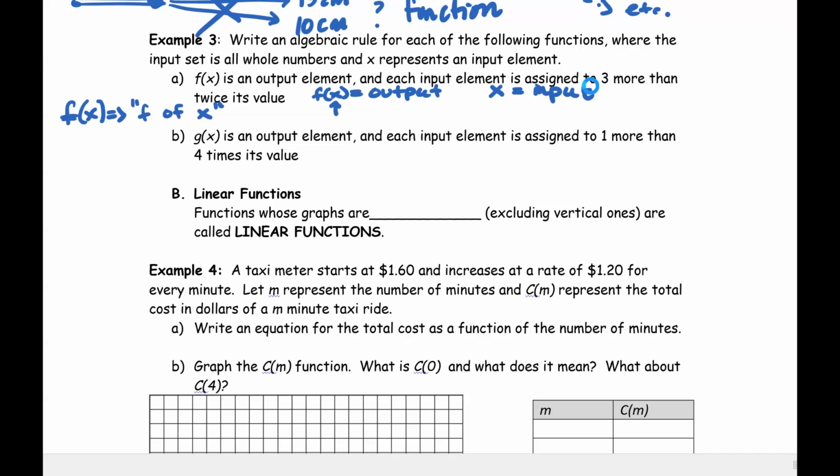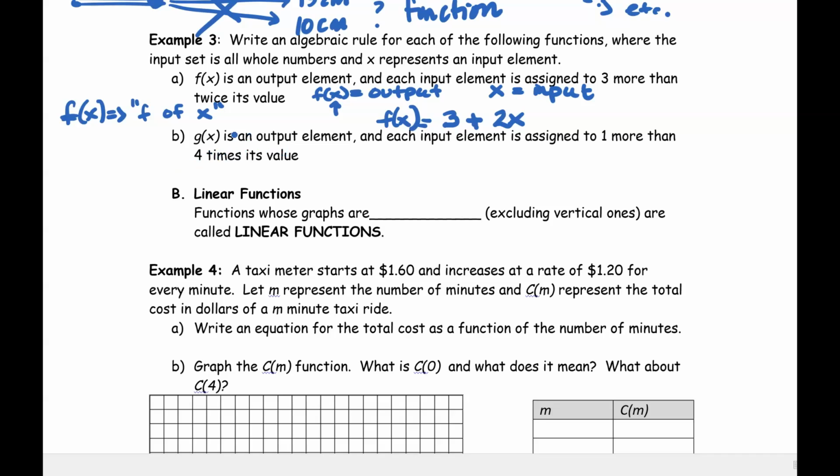And so we want to try to write an algebraic rule so that each input, which is x, is assigned to 3 more than twice its value. So how do you write 3 more than twice its value? Well, 3 more than, so plus, twice its value would be 2 times x. So 3 more than twice its value, and we're going to set that equal to f of x. So the way you say this is f of x equals 3 plus 2x. Okay, next one. You could pause the video and try this one on your own.